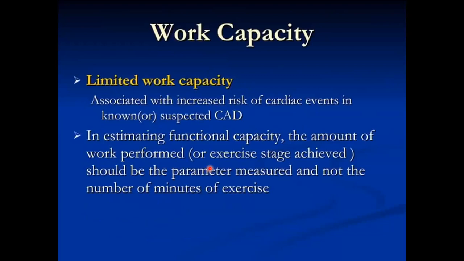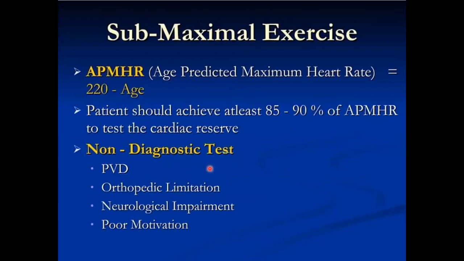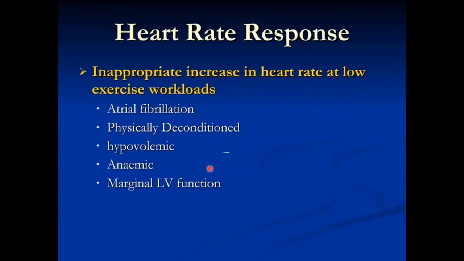And work capacity can also be assessed in these patients. When there is limited work capacity, this is usually associated with increased risk of cardiac events in either known or suspected coronary artery disease patients. In estimating this functional capacity, the amount of work performed should be the parameter measured and not the number of minutes of exercise. I've talked about the submaximal exercise earlier on. It's actually a non-diagnostic test. Mostly you use it in patients with maybe peripheral vascular disease, orthopedic limitations, neurological impairments, or poor motivation.